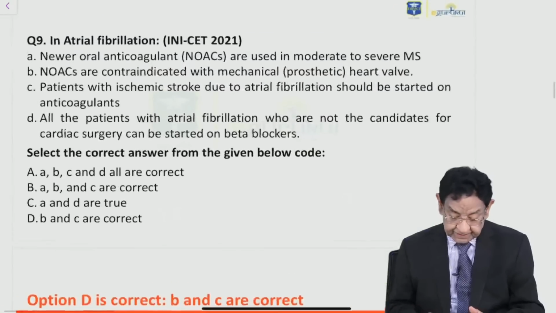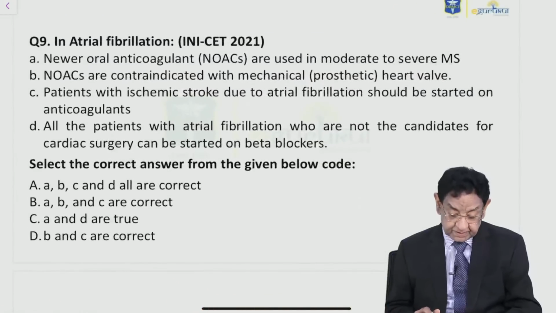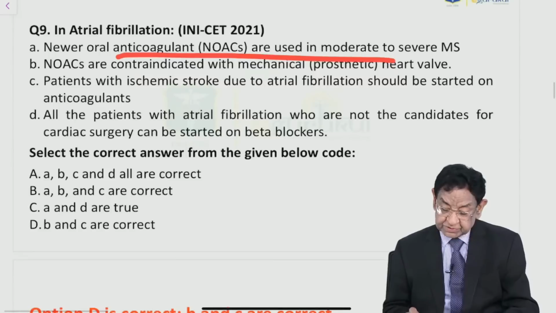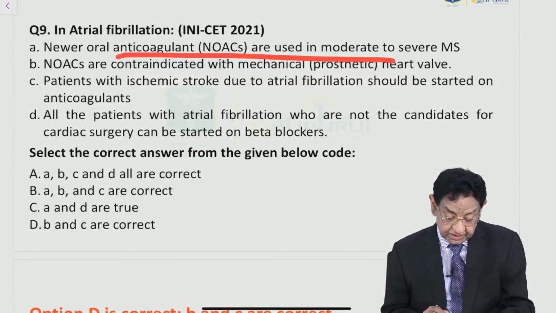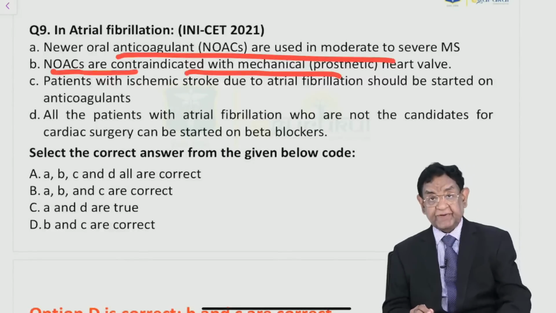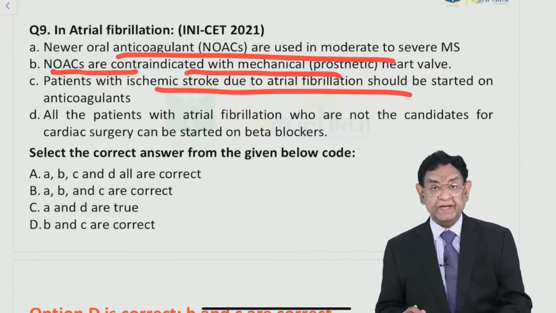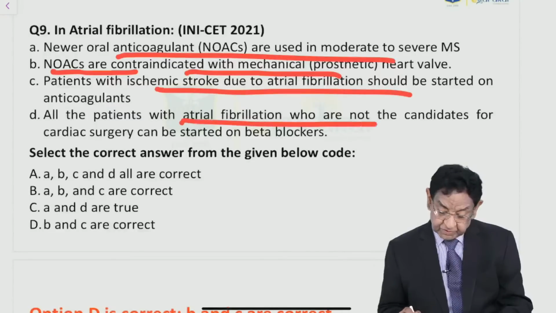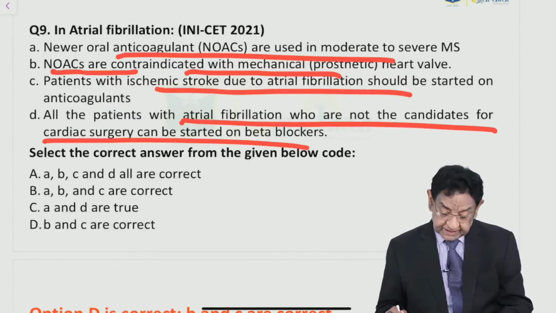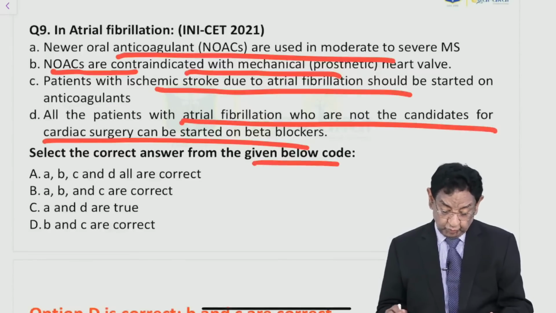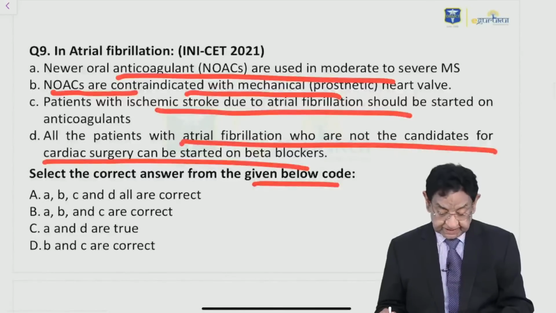Question number 9. In atrial fibrillation, this again is an INI CET question. Newer oral anticoagulants are used in moderate to severe MS. Newer oral anticoagulants are contraindicated in prosthetic valve. Patient with ischemic stroke due to AF should be started on anticoagulant. All patients with atrial fibrillation who are not candidates for cardiac surgery can be started on beta blockers. Well, what is the right answer? Options are there A, B, C, D.